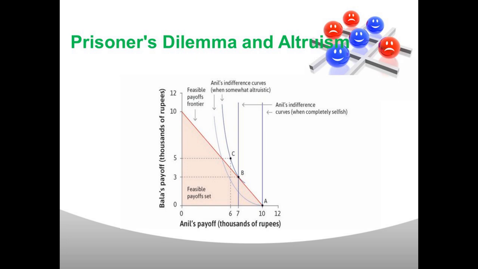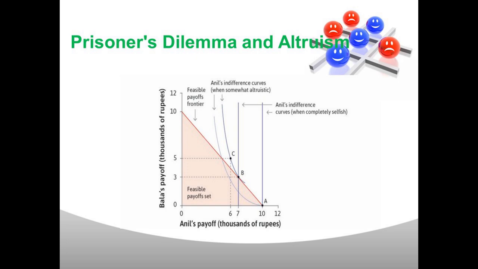So imagine the following situation. Anil was given a ticket for the national lottery and won a prize of rupees 10,000. Of course he can keep all the money for himself, but he can also share some of it with his neighbor Bala. Now, the horizontal axis represents the amount of money that Anil keeps for himself and the vertical one the amount that he gives to Bala. Each point x, y represents the combination of the amount of money for Anil x and Bala y in thousands of rupees.